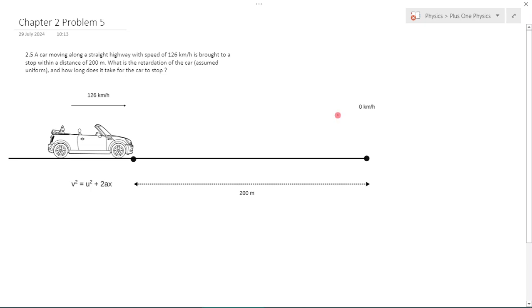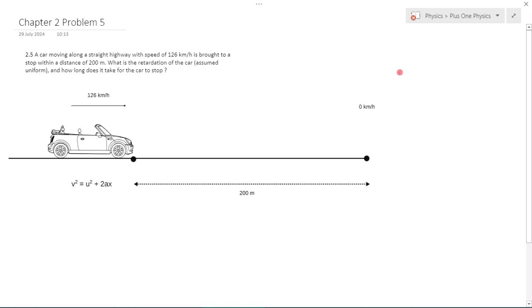We are here today doing a problem with a car. Here you can see a car which is moving very fast. The problem is that it is on a highway. The driver applies a brake. We have 200 meters in front of him, and we have to stop the car in that distance.